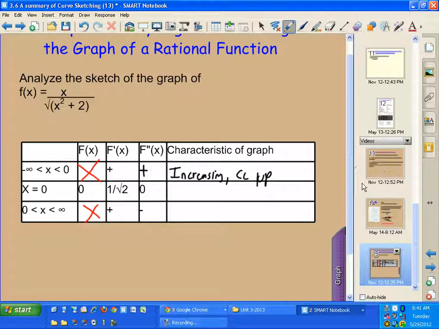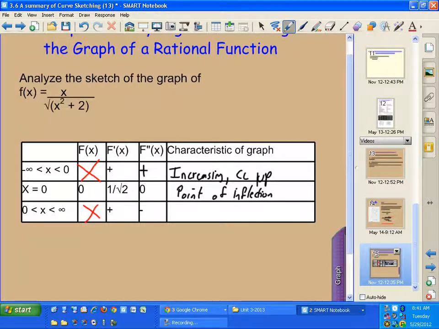Now you'll notice that in this next one, when x is 0, I get my 0, so that's an ordered pair, 0, 0. Here I get some value, and then over here in the second derivative I get a 0, which means that this is a point of inflection. And you'll see as we do these how this kind of works out.